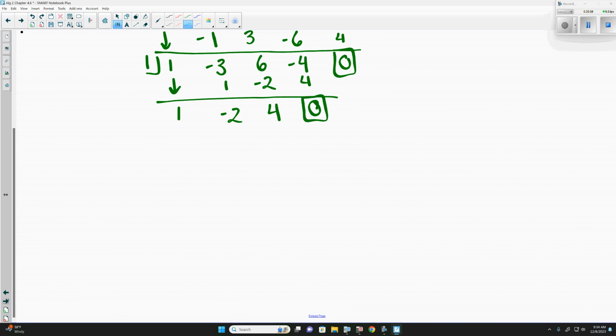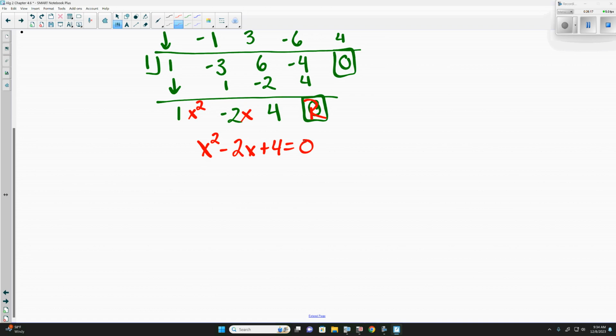So now here, we're going to fill our variables back in. 4 is our constant term. 2 is our term with x. 1 is our term with x squared.